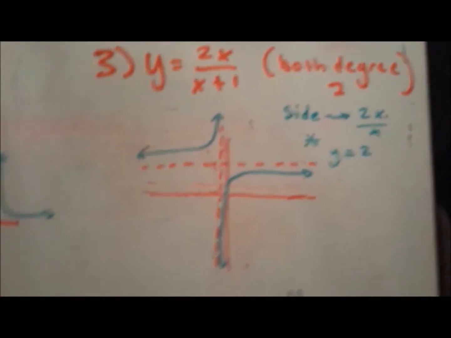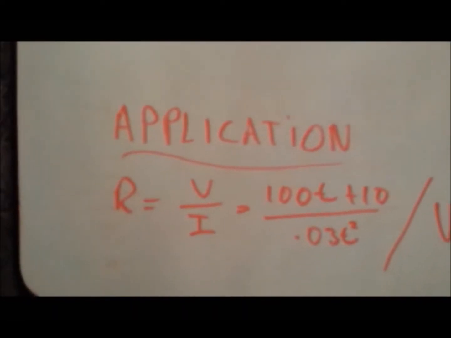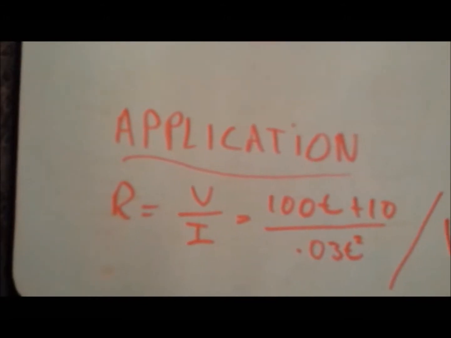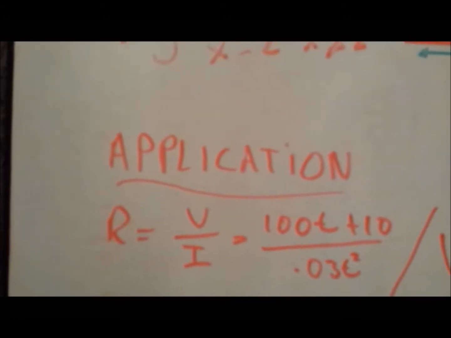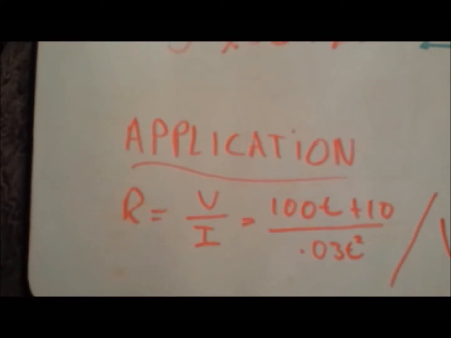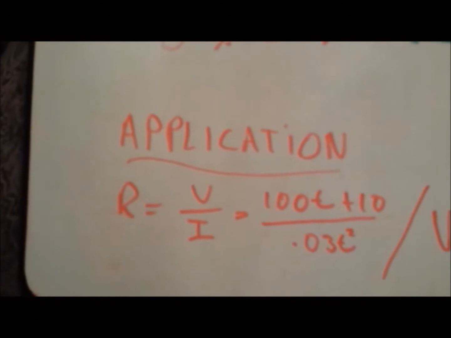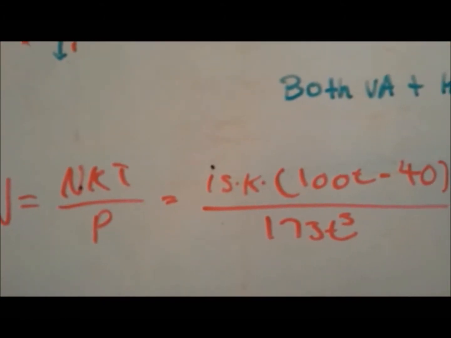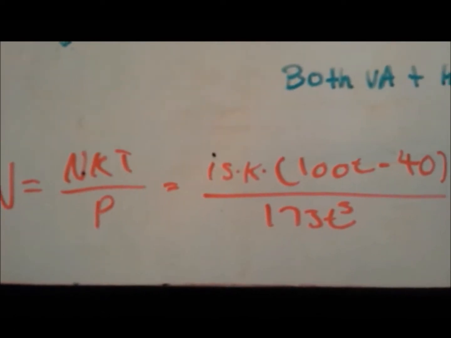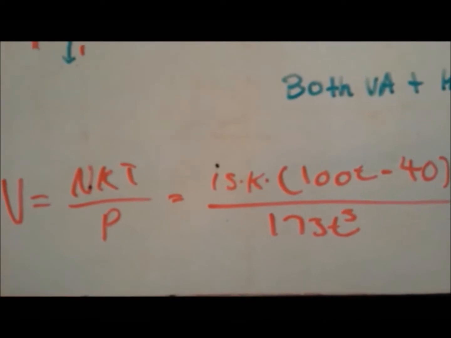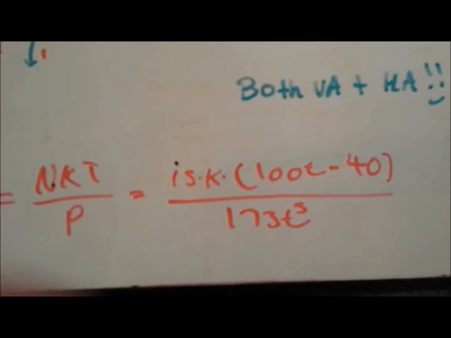When looking at applications of the rational function, one says resistance over voltage equals current. In this case, I have 100t plus 10 over 0.3t squared as my function for this application. When looking at thermodynamics, volume equals concentration, K is a constant, T is temperature, and over P is pressure. Both are found in the science world and are most commonly used in chemistry.